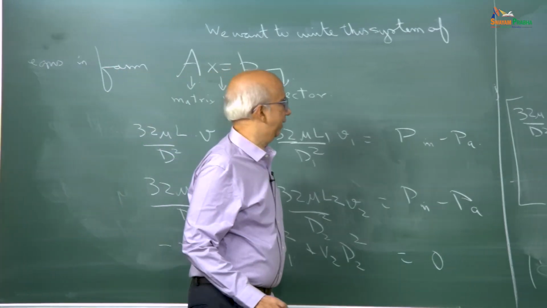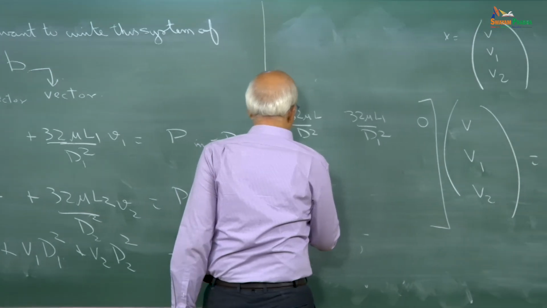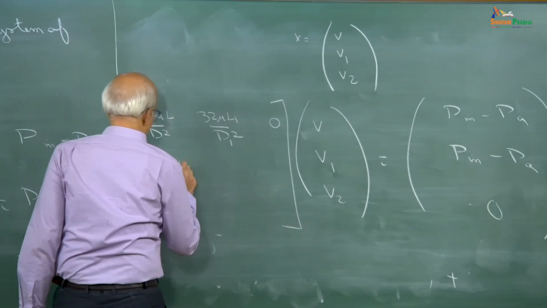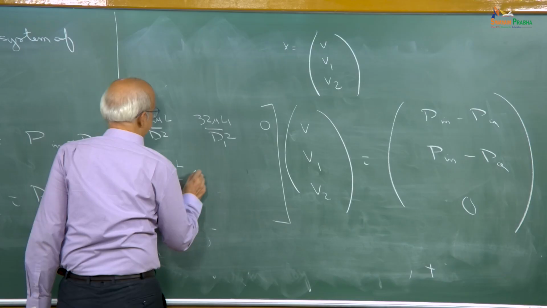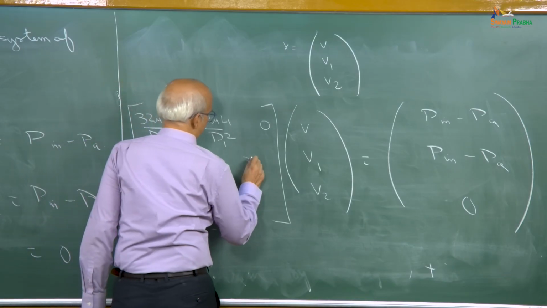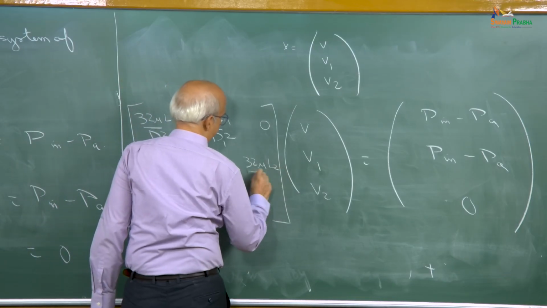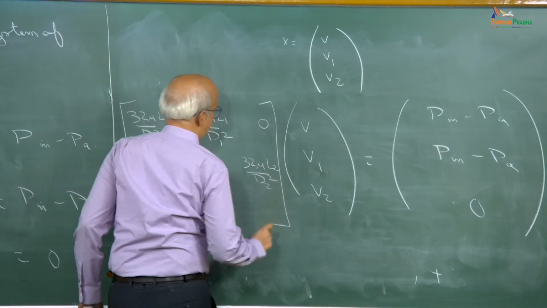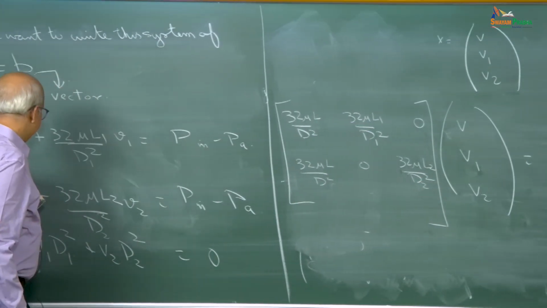Okay. And now I have in the other one 32 mu L by d squared, 0, 32 mu L2 by d2 squared, because in this equation there is nothing multiplying V1.